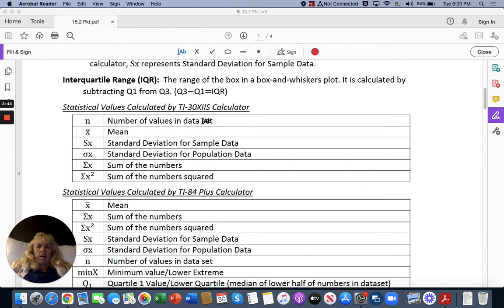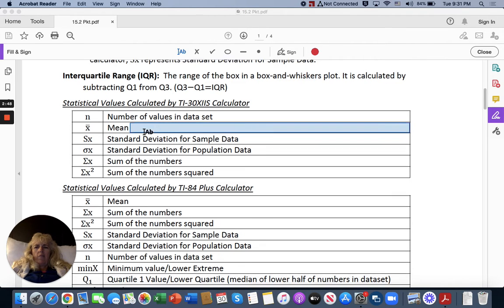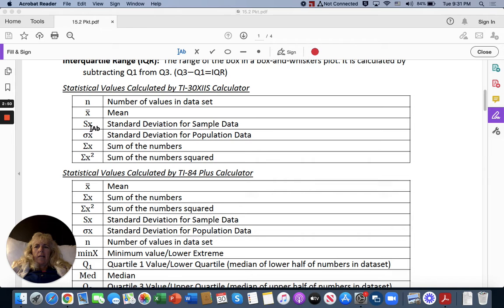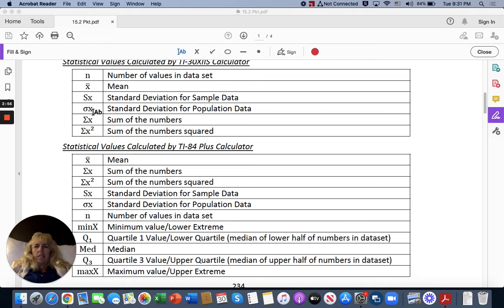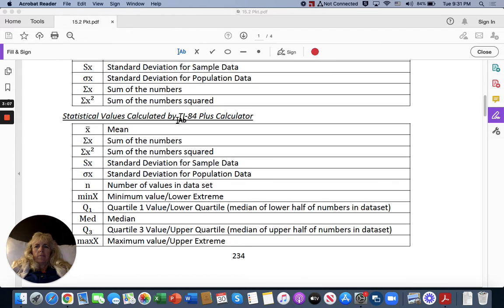n is the number of values in a data set. x bar is the mean or the average. Capital S with the little x, that's the standard deviation for sample data. This little symbol here with an x is the standard deviation for population data. This is a summation sign, sum of x. It's the sum of all the numbers. This is the sum of x squared, the sum of all the numbers squared.